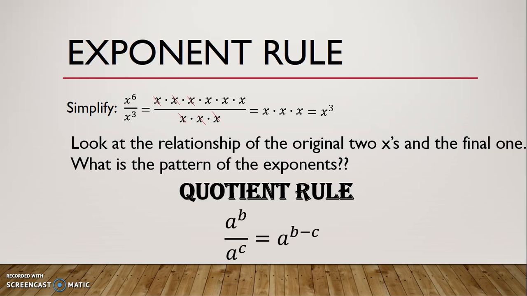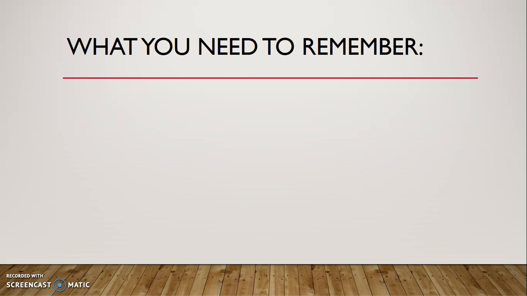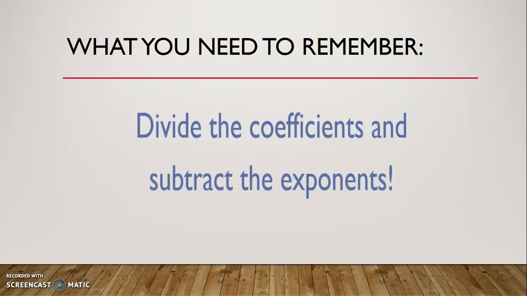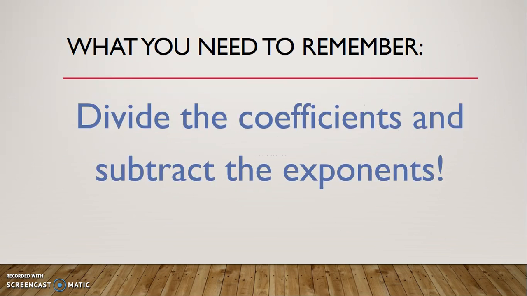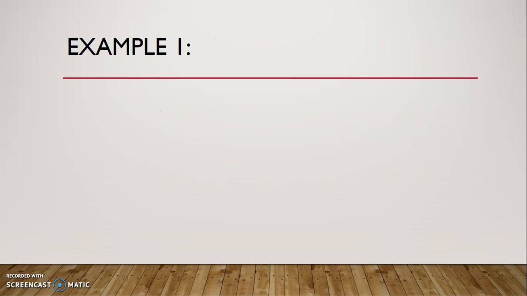This is much simpler once we actually see an example. So, the big thing that you need to remember is divide the coefficients and subtract the exponents. So here's our first example. We're going to simplify 4x to the fifth over 2x squared. Remember, divide your coefficients, so 4 divided by 2 is 2, and subtract your exponents. 5 minus 2 is 3, so it's just 2x to the third. Don't do anything with your variable, just write it down.